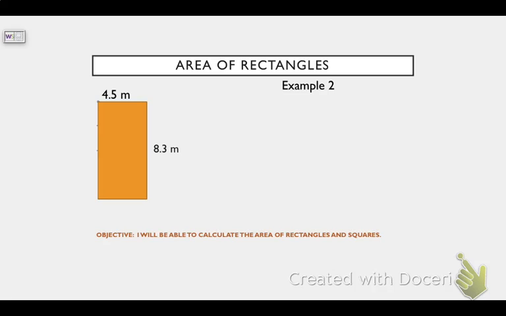You're going to see something like this too, where you might have decimals. So let's start it up again. Every time you do this, you write the formula down. I don't care how many problems you do, you write the formula down. Remember, the objective is to be able to calculate the area of a rectangle and a square. All right, let's get to it again.